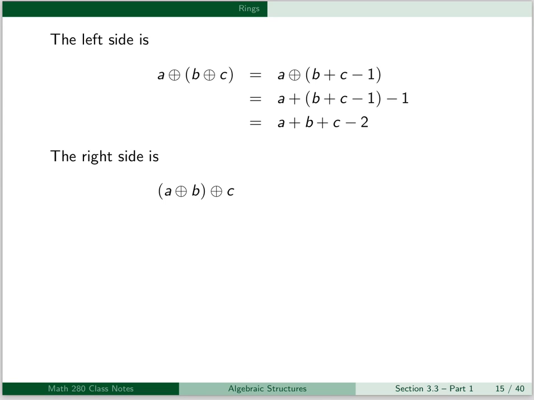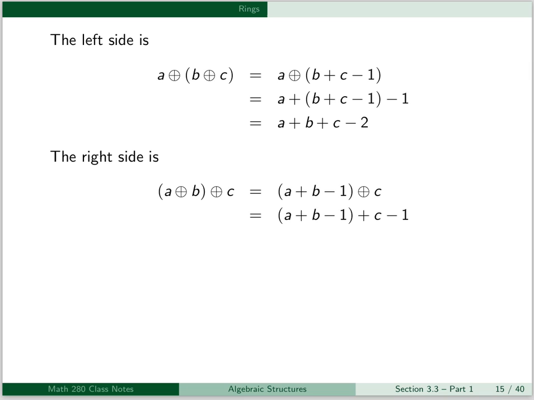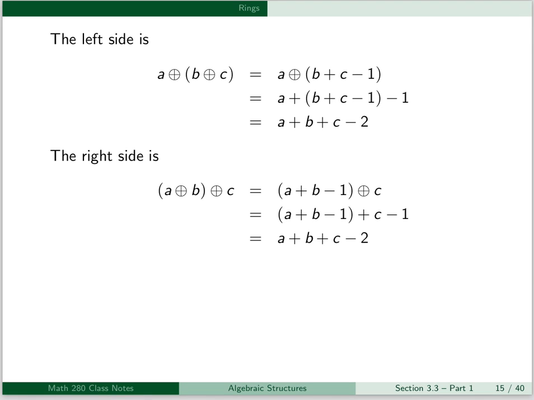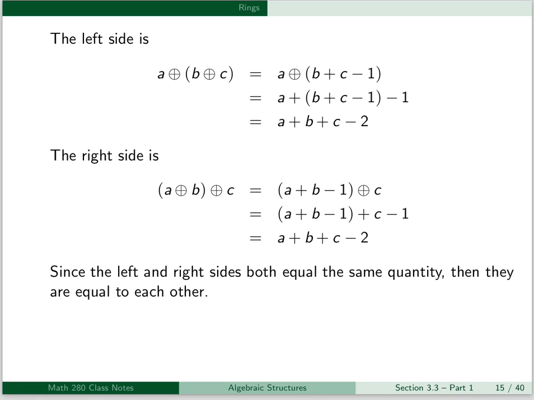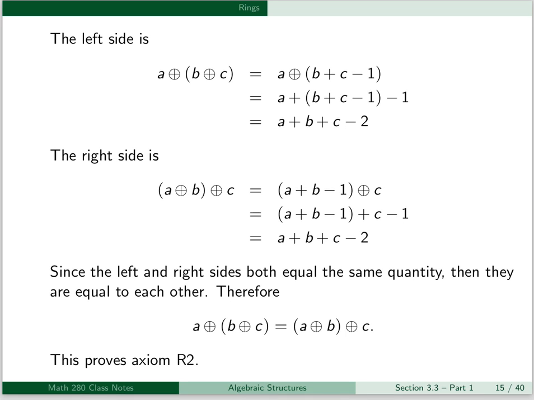The right side is the quantity A circle plus B circle plus C, and this is going to be equal to A plus B minus 1 circle plus C. And using the definition of the circle plus addition again, this will be A plus B minus 1 quantity plus C minus 1. And simplifying, we obtain A plus B plus C minus 2. Now, since the left and right sides both equal the same quantity, then they are equal to each other. And therefore, we have equality. A circle plus the quantity B plus C is equal to the quantity A circle plus B circle plus C. And this proves axiom R2.